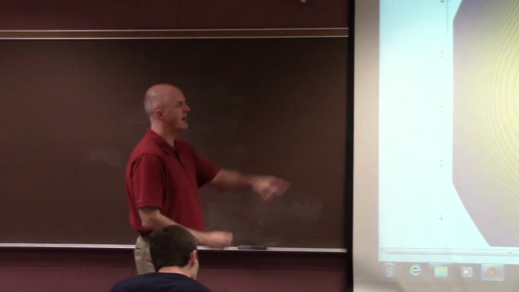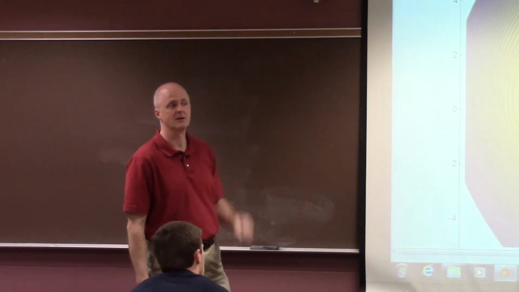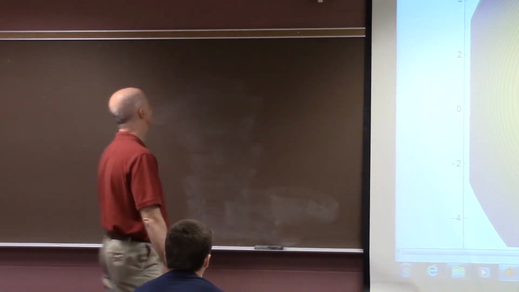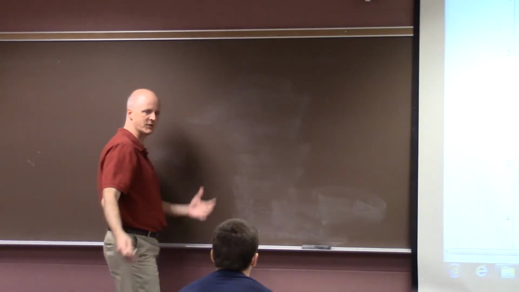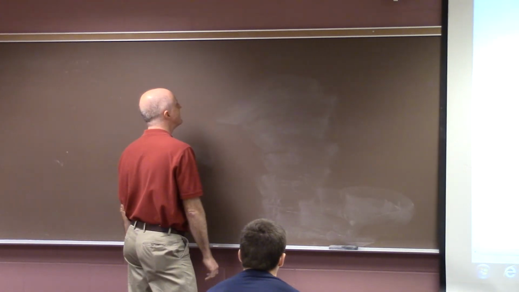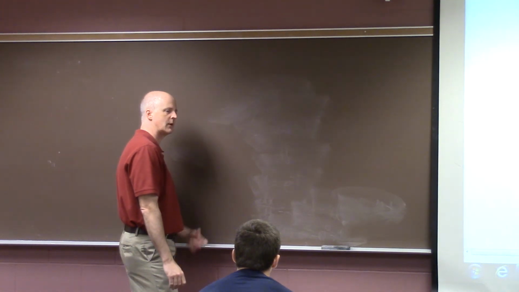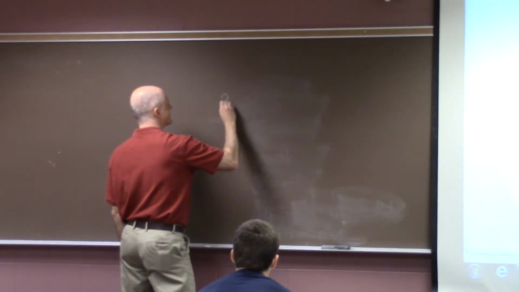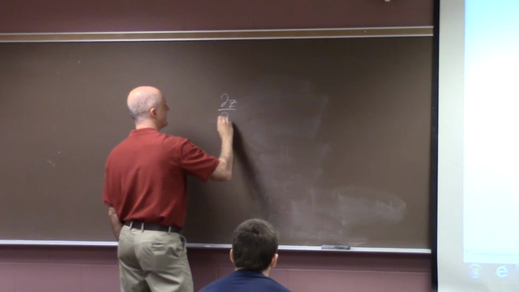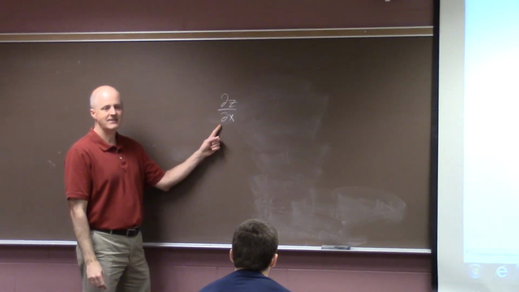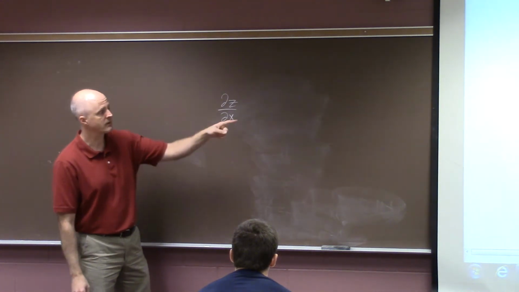Except now, because this function involves more than one independent variable, they're not ordinary derivatives, they're called partial derivatives. Because they partially differentiate the function, so to speak. There's lots of notation here that can be used. The notation I'm going to show you today is this notation. That's the partial derivative of z with respect to x.